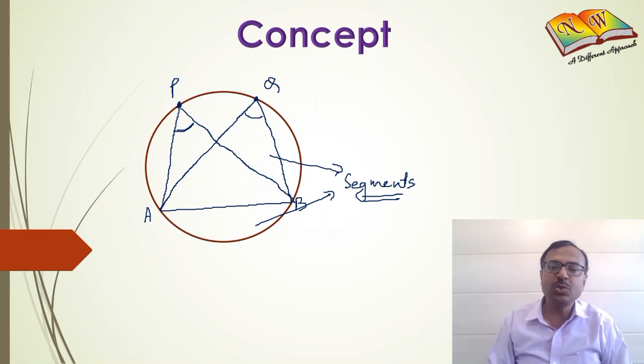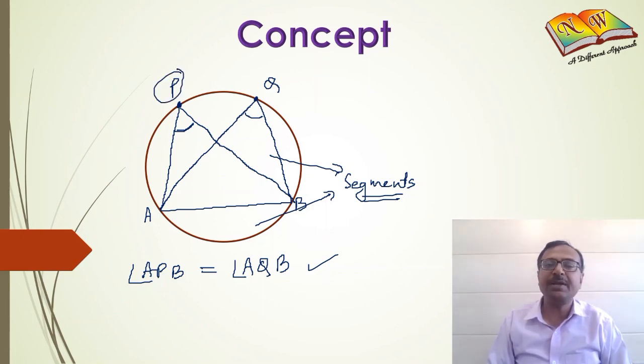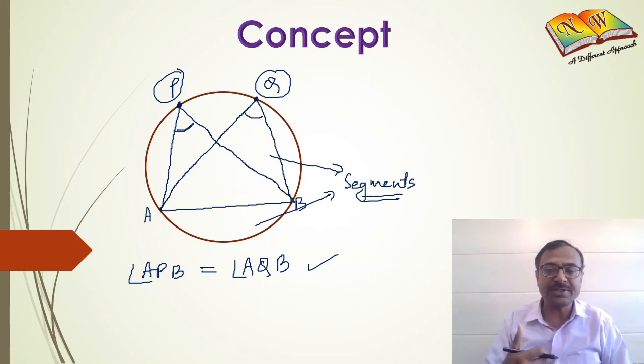Now these two angles, angle APB and angle AQB, are in the same segment and subtended by the same chord. The measure of these two angles will always be equal. Mind you, the points P and Q have to be taken in the same segment. If you take it in the opposite segments, it's not going to work.